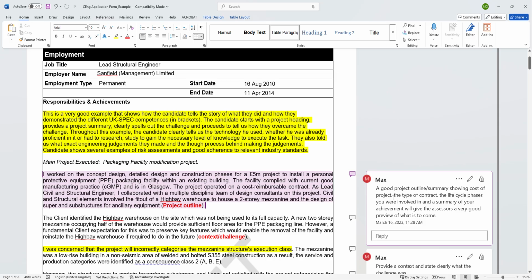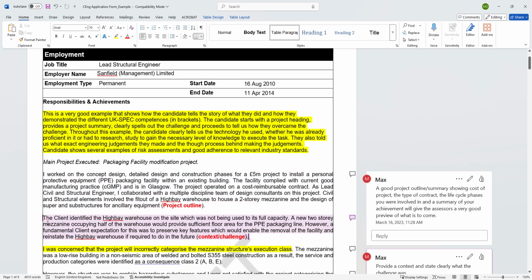So we said a good project outline and summary showing the cost of the project, the type of contract, the life cycle phases you were involved in, and a summary of your achievements. Now this paragraph would give the assessors a very good preview of what is to come. So this is how you should structure it. This paragraph tells us the whole story and it gives us a taste for what is to come. So that's the project outline.